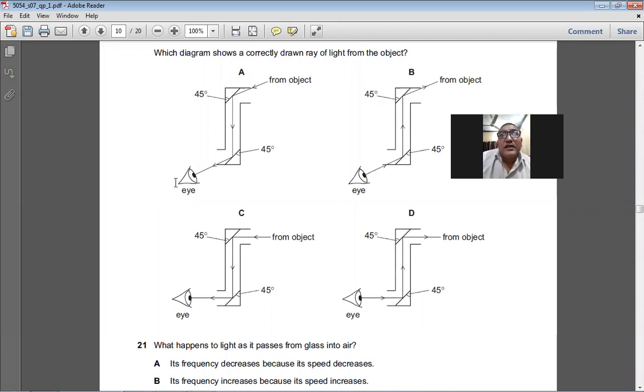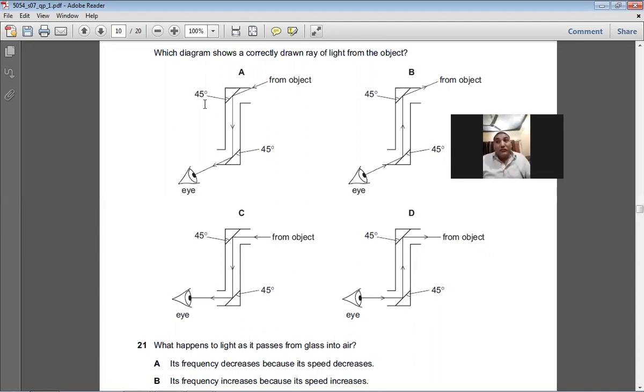This looks good. This is wrong because the light is coming from the eye. That's wrong. This looks perfect. And this is wrong because the light is coming from the eye. So B and D are directly wrong. You can straightforwardly say they're wrong.